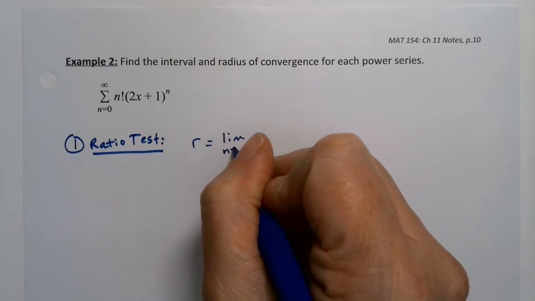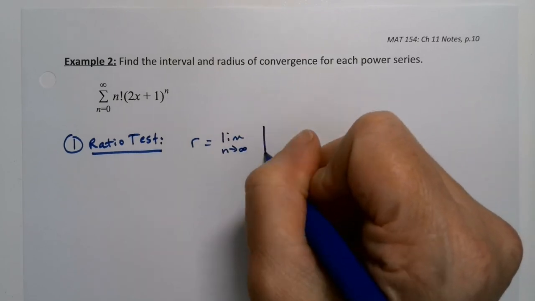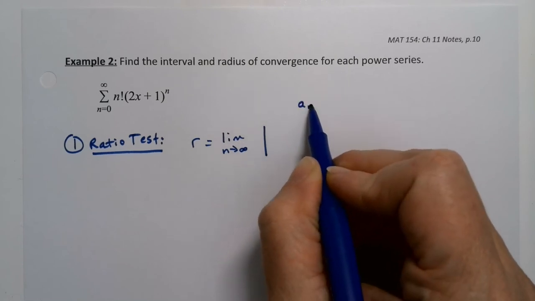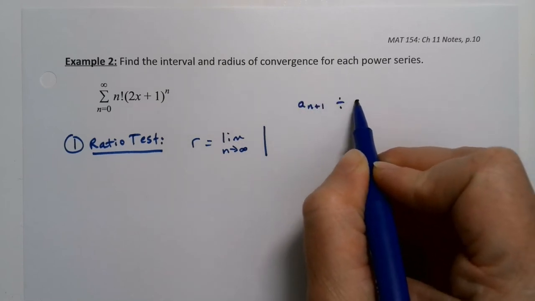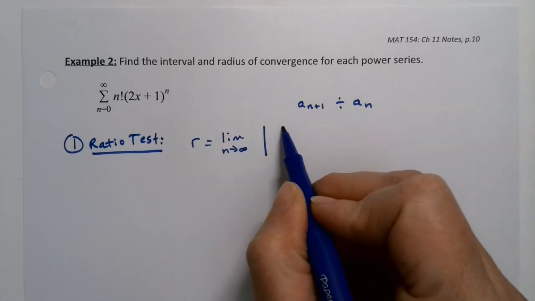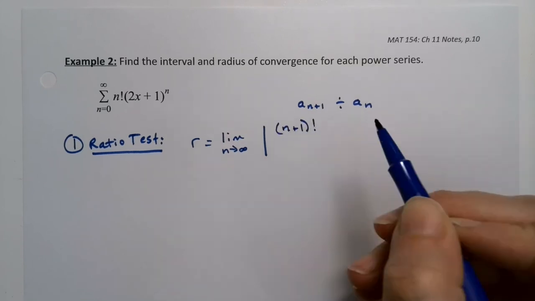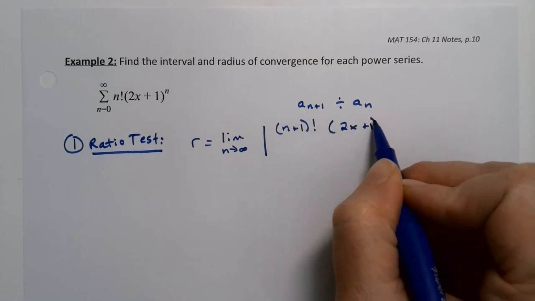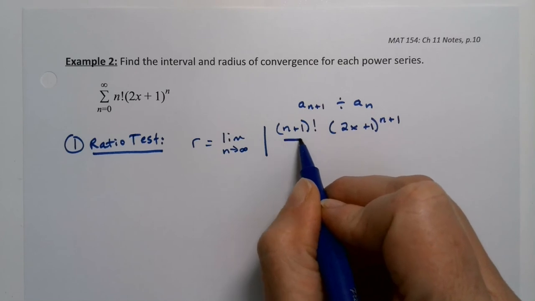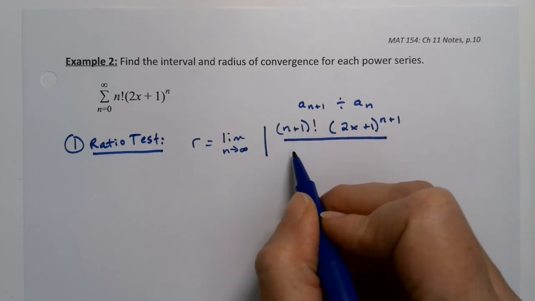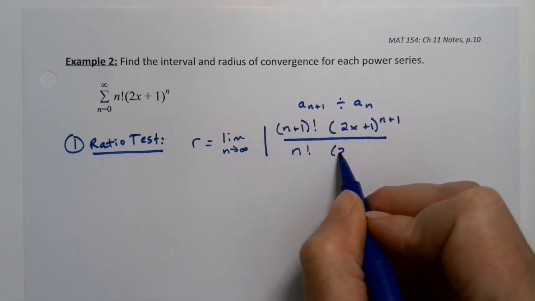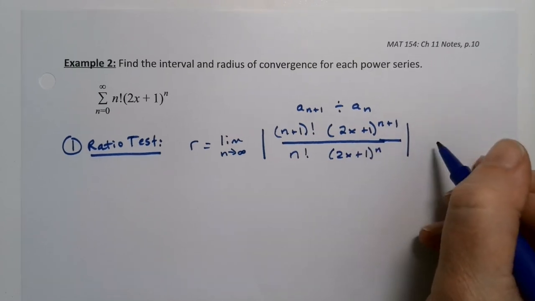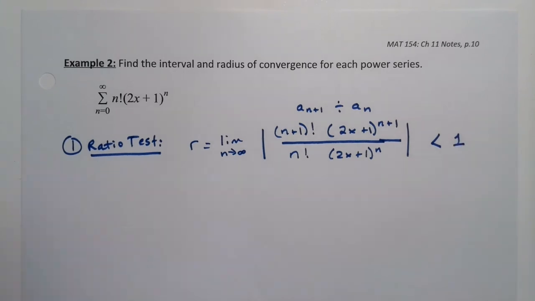So I'm going to take the limit as n goes to infinity of, and I'm going to kind of cut out the middleman here, a sub n plus 1 divided by a sub n. So it's (n plus 1) factorial times (2x plus 1) to the n plus 1, over n factorial times (2x plus 1) to the n. And in order for this to converge, this must be less than 1.